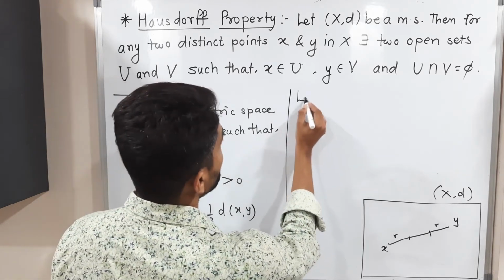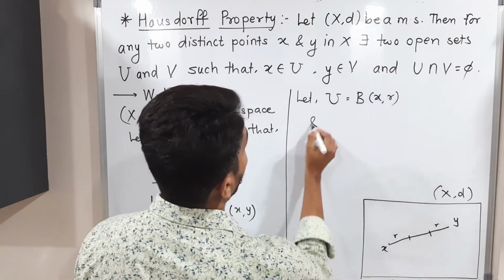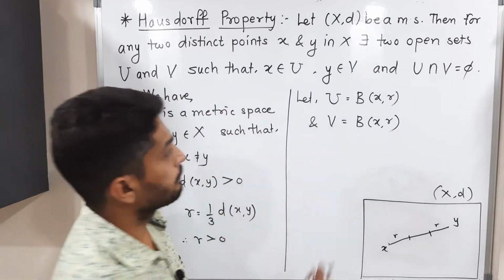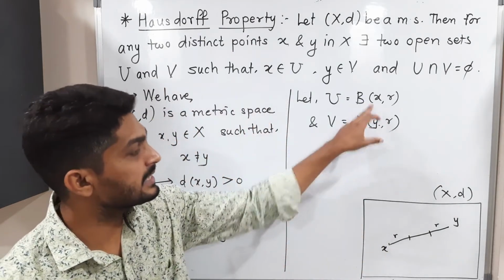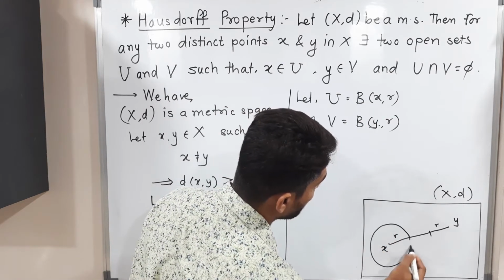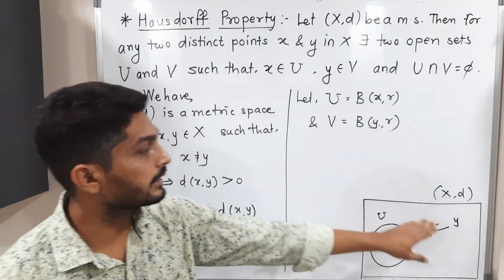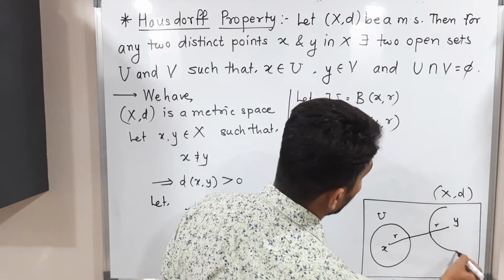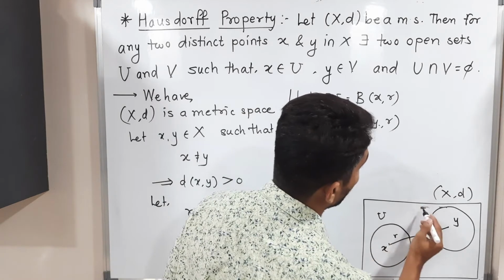Now I am defining, let U = B(x, r) and V = B(y, r). Sorry, B(y, r) I will take. That means consider an open ball with center X and radius r. This is my U, get it? And consider another open ball with center Y and radius r. That will be our V. So we have two open balls, U and V.